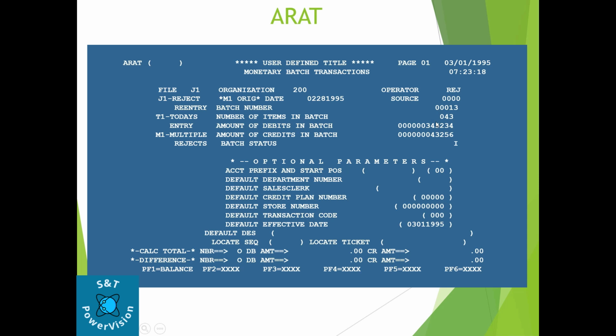Once we give this information, the total number of transactions, amount of debit, and amount of credit transactions, we'll give the default credit plan number here. We have to check according to the system what the default credit plan number, default store number, transaction code and default effective date are. After that we'll press enter.